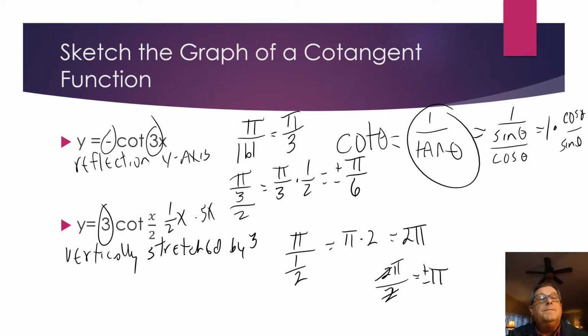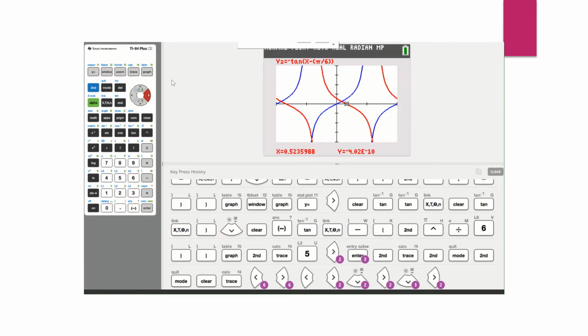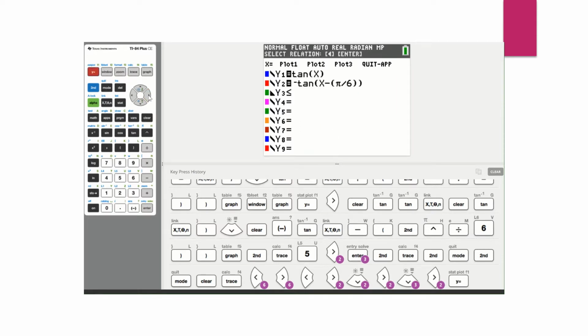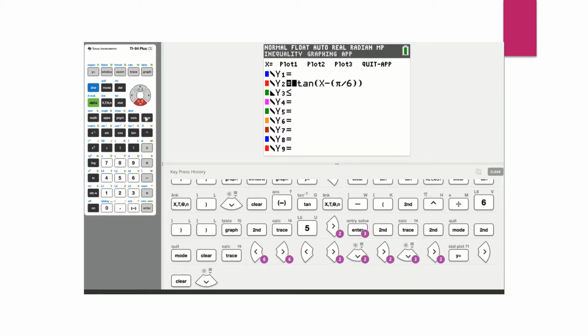What do you think? All right, well, let's see. We're over here at the calculator. Let me clear out what I've done here before. Let's just start off by graphing just the cotangent function without any transformation. So we've got 1 divided by the tangent of x, and let's see what this cotangent function looks like.